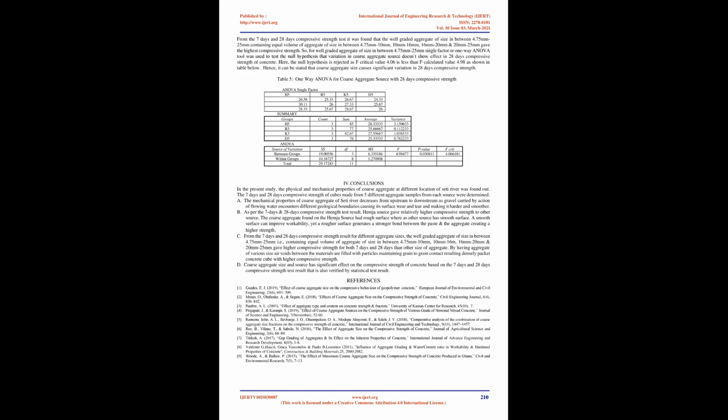By having aggregate of various sizes, air voids between the materials are filled with particles maintaining grain-to-grain contact, resulting in a densely packed concrete cube with higher compressive strength. Coarse aggregate size and source have significant effect on the compressive strength of concrete based on the 7 days and 28 days compressive strength test results, which is also verified by the statistical test results.